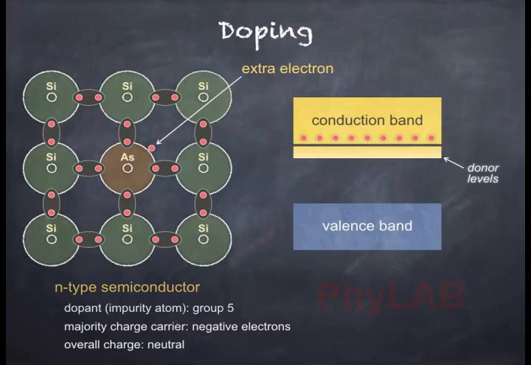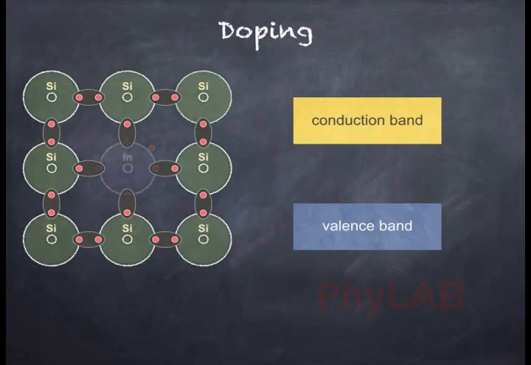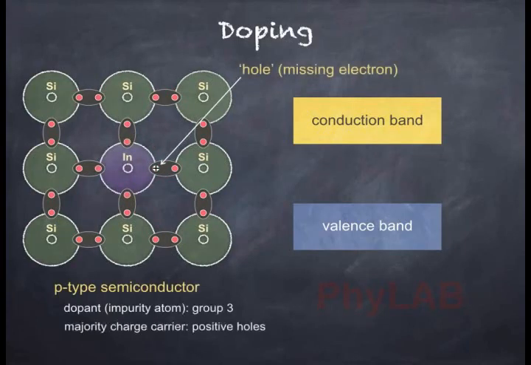Now let's look at the P-type semiconductors. This time the impurity atom or dopant is from group 3, so only 3 outer electrons are available for bonding with the surrounding silicon atoms. This results in a positive hole, as shown. The impurity atom in the diagram, in case you were wondering, is indium.